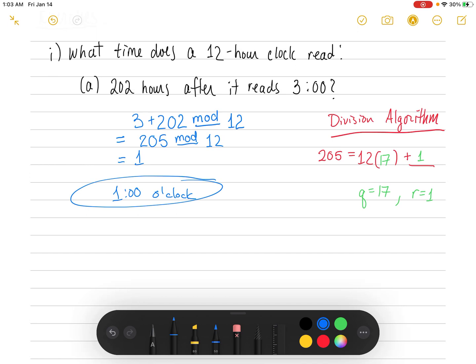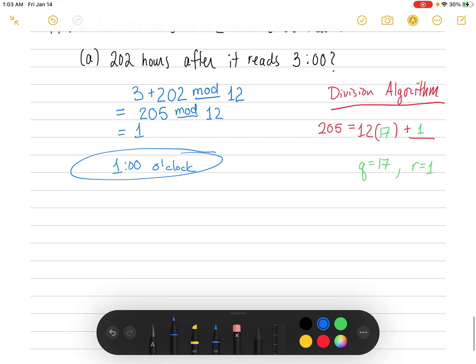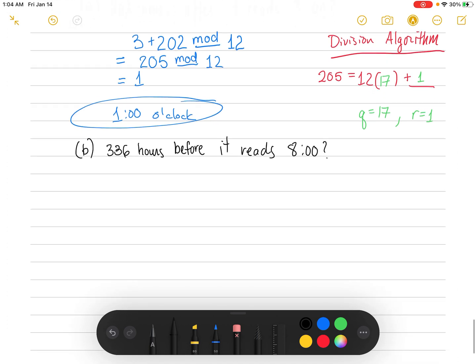All right, let's do another. Let's do 336 hours after it reads 8 o'clock. Oh, not after, I am sorry. Before. Ooh, we're going back in time, back in time to the past. So we're not going forward in time, we're going back in time. So that's quite a bit different.